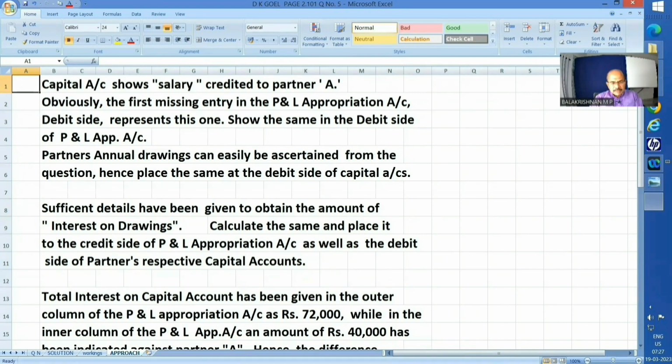So please thoroughly listen to this video, fully understand it, and try to work out 1 or 2 similar sums in this way. Well, capital account shows salary credited to partner A. Obviously, the first missing entry in the P&L appropriation account, debit side, represents this one. Show the same in the debit side of P&L appropriation account.